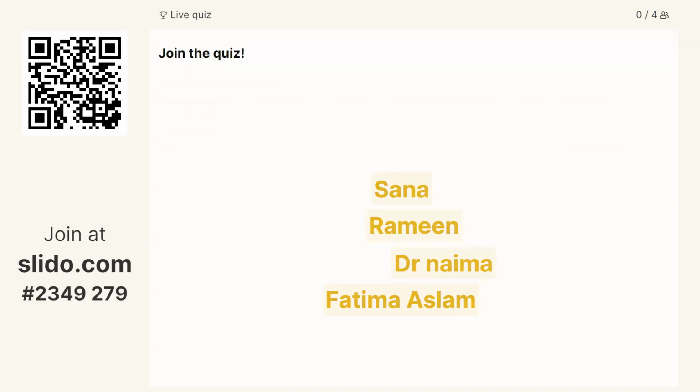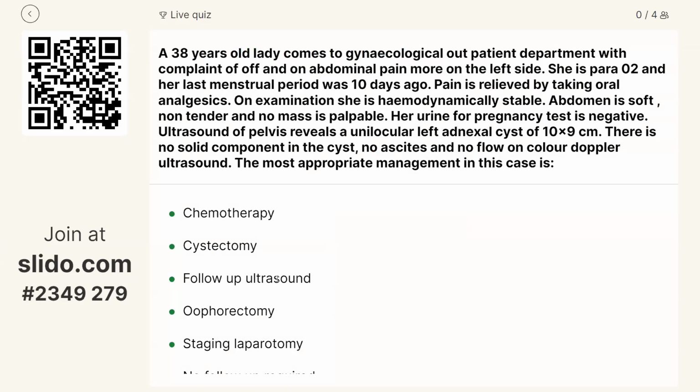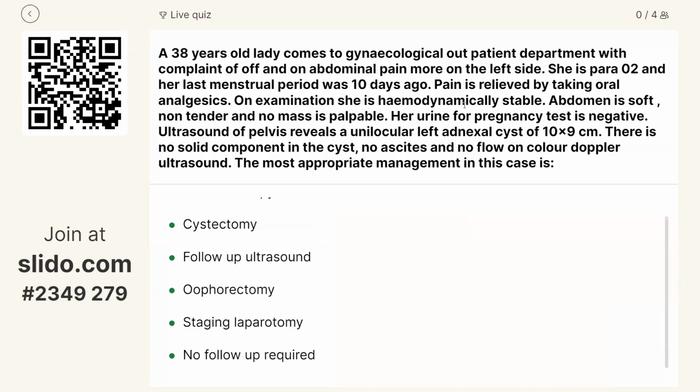Well done. So here comes the first question. You can read the question on your mobile screen or here as well. Choose the best option. No need to read it aloud. Just choose the best option for that. Cyst size is 10 by 9 centimeters and features are of a simple cyst. What will you do?